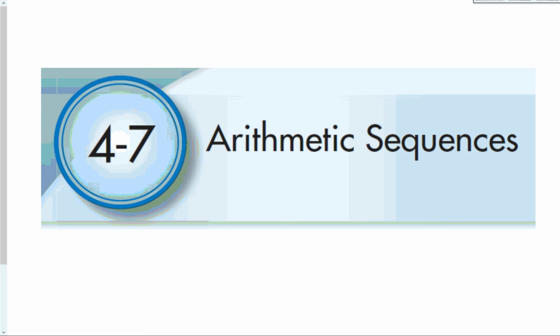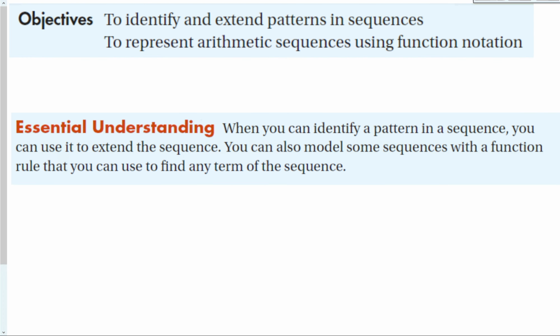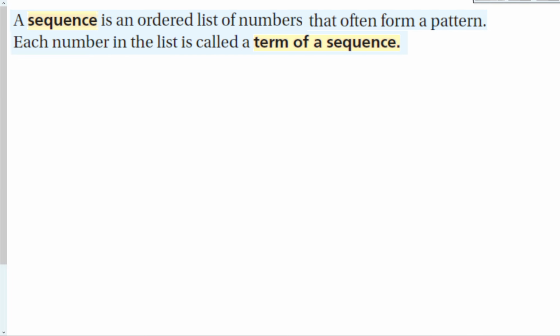4-7, arithmetic sequences. So our objective for this section is to identify and extend patterns in sequences and to represent arithmetic sequences using function notation. So our essential understanding is that when you can identify a pattern in a sequence, you can use it to extend the sequence. You can also model some sequences with a function rule that you can use to find any term of the sequence. Okay, so before we start, let's get a couple of definitions.